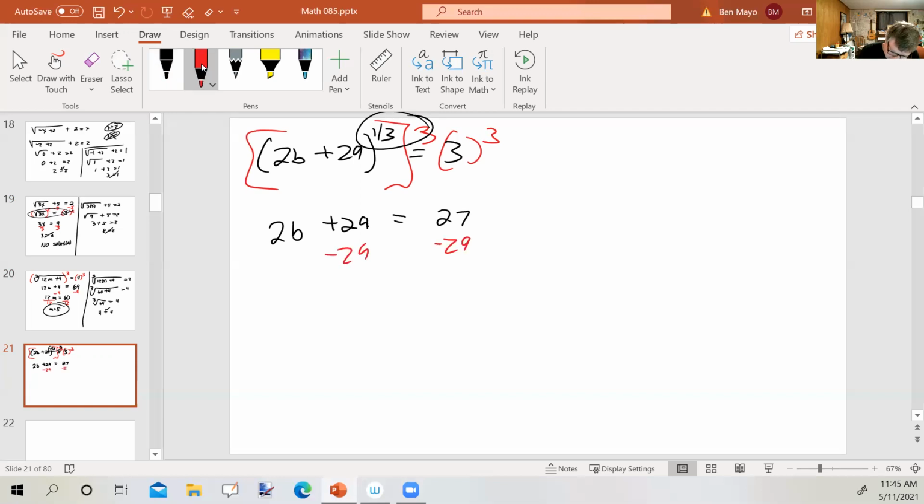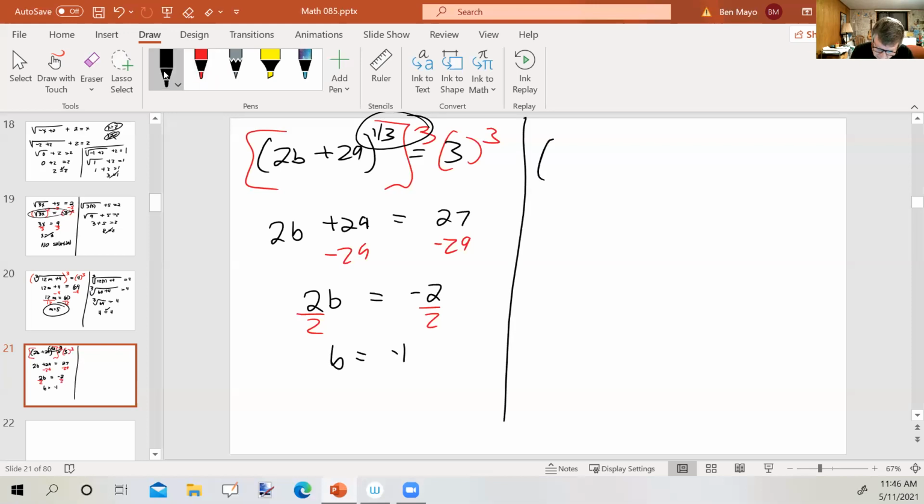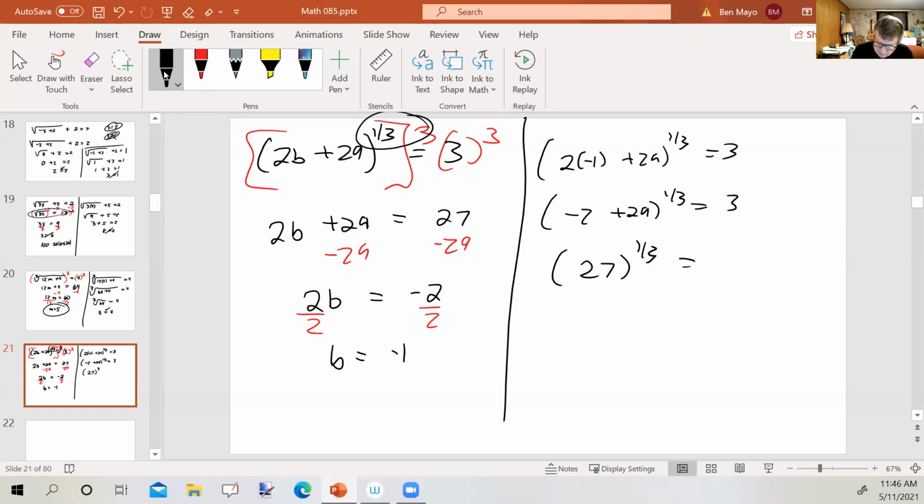Subtract 29 from both sides. 2b equals -2. Divide by 2. b equals -1. Let's check our work. 2 times -1 plus 29 to the 1/3 power equals 3. -2 plus 29 to the 1/3 power equals 3. 27 to the 1/3 power equals 3. 27 to the 1/3 power is 3. 3 equals 3. So it checks.